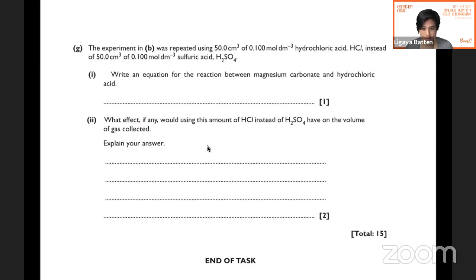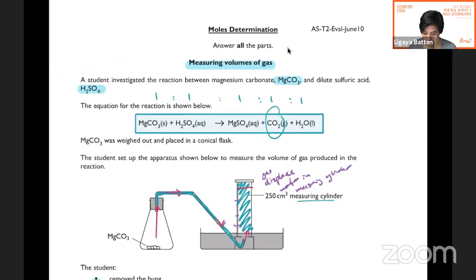This experiment was repeated using the same volume and concentration of hydrochloric acid now instead of sulfuric acid. Write an equation for the reaction between magnesium carbonate and hydrochloric acid. Okay, so remember we were given the equation for the original reaction, so we can base our new equation on that, but we need to make sure that we balance it differently because sulfuric acid and hydrochloric acid will give us different balancing.